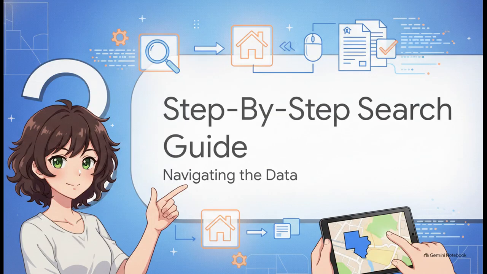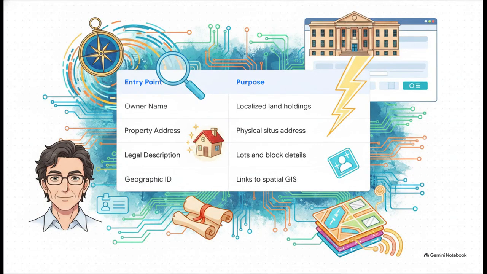Section 3. Step-by-step search guide. Okay, let's start with the Parker County Appraisal District's website. They use a system called ISW Data Client. To avoid annoying database timeouts, you've got to pick the right entry point. You can search by owner name, but here is a pro tip. Format it as the last name, a space, and the first initial. Searching by property address is super common, but drop words like street or road. You can also search by legal description or by using a unique 14-digit geographic ID that links straight to their GIS maps. Nailing these parameters makes your search lightning fast.